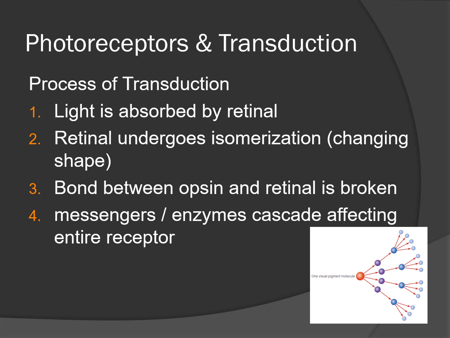When that retinal isomerizes and changes shape, it causes an enzyme cascade. So enzymes acting as these messengers, so the whole rod fires. Or actually, we're going to say hyperpolarizes, it stops firing.